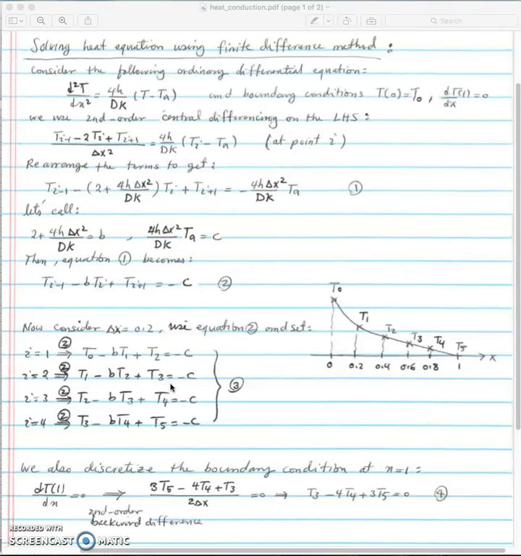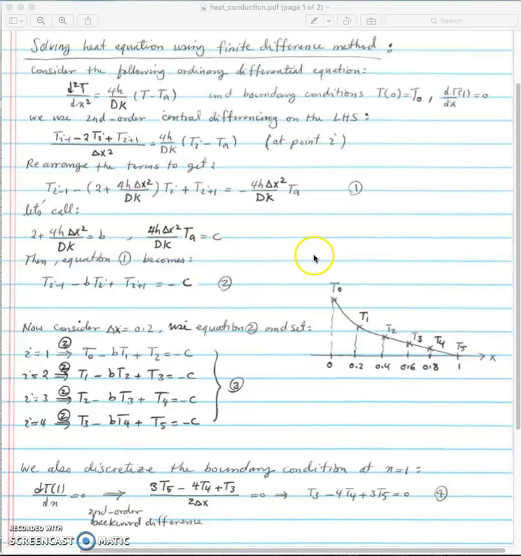Now we can go ahead and set i equal to 1, 2, 3, all the way to basically the last point. So imagine we discretize our x-axis into 5 intervals of 0.2. The first point we call T0, which is given by the boundary condition. All other ones, T1 all the way to T5. So now by substituting i equal 1 to 4, we generate 4 equations through equation 2.